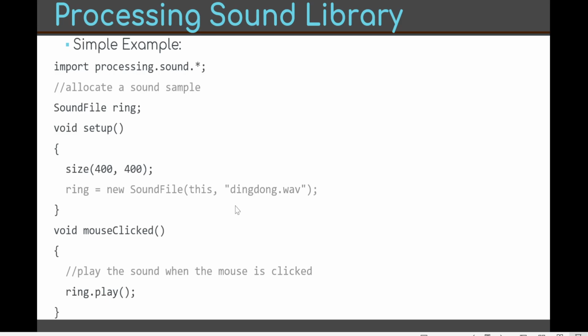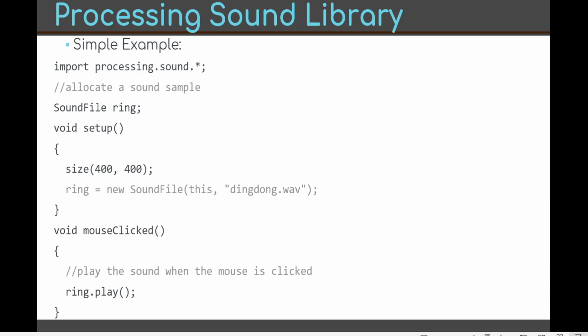In our setup, we make a window 400 by 400, and we want to give something to ring. So we use new and the sound file command. So the sound file is this. This just means the application we're working with is the current one. This you can just take as given for now. But what we want to load is dingdong.wav.